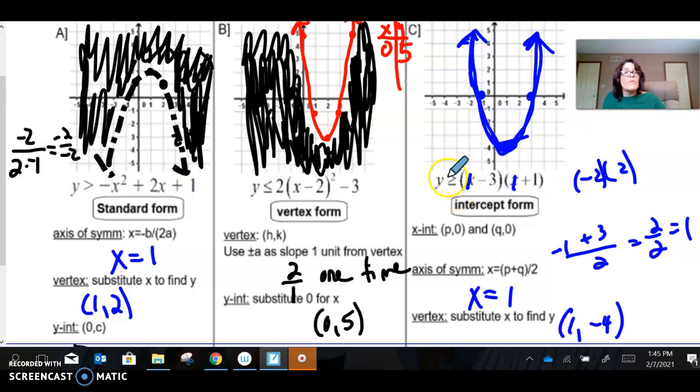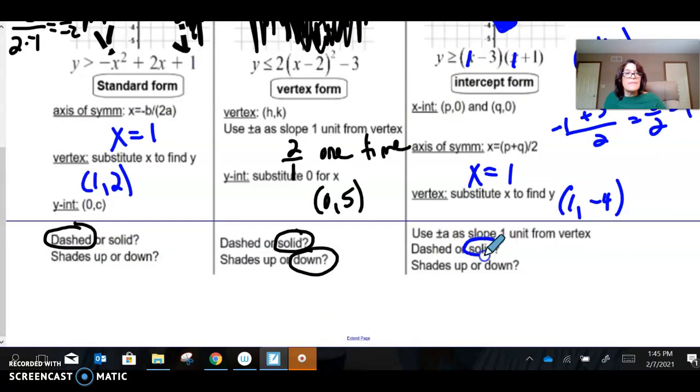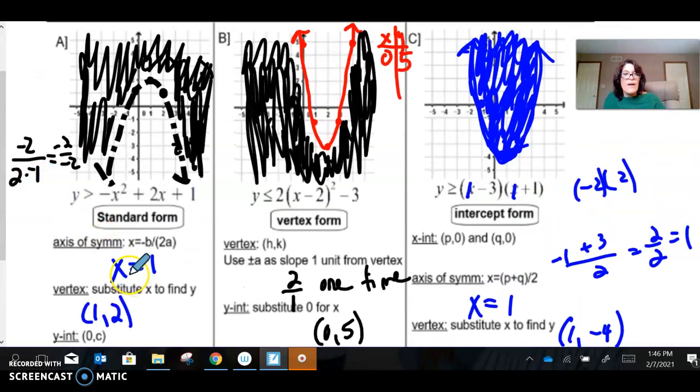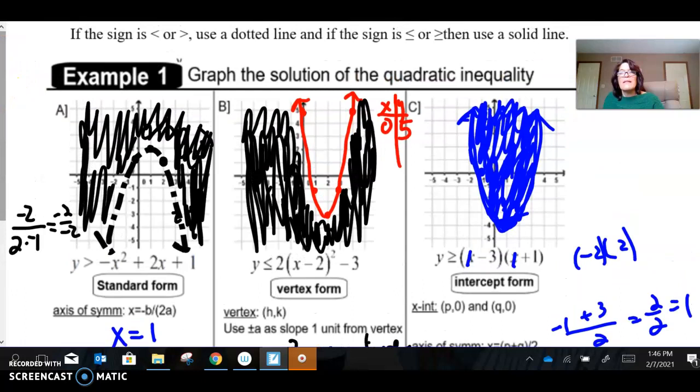I want all the y coordinates that are bigger than the y coordinates here. So this time I'm going to shade on the inside of my parabola. Okay, because those y coordinates will be bigger than the y coordinates on the parabola. All right, so that was a solid line and we did shade up. Those are kind of the different scenarios that you'll have as you practice in your homework this week.